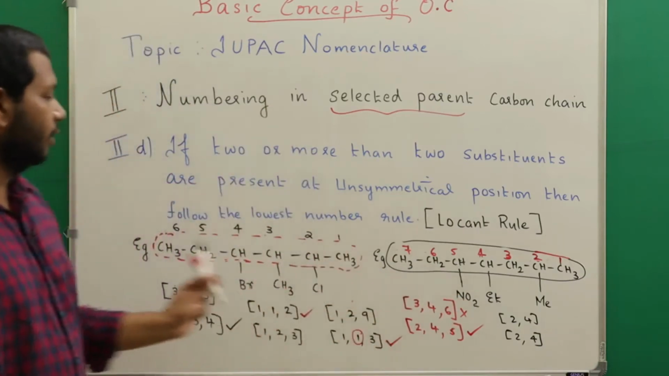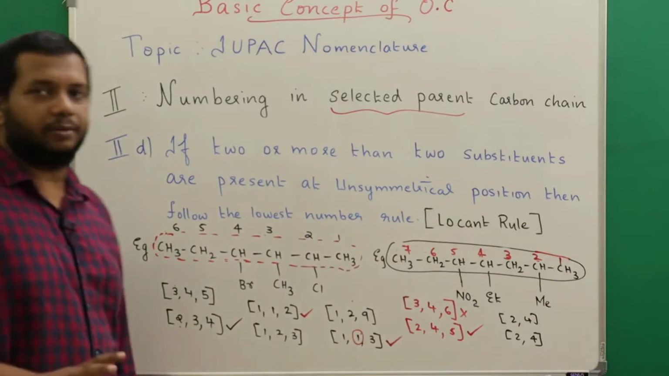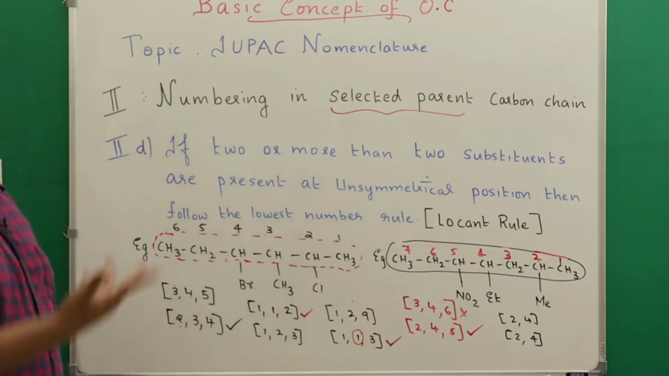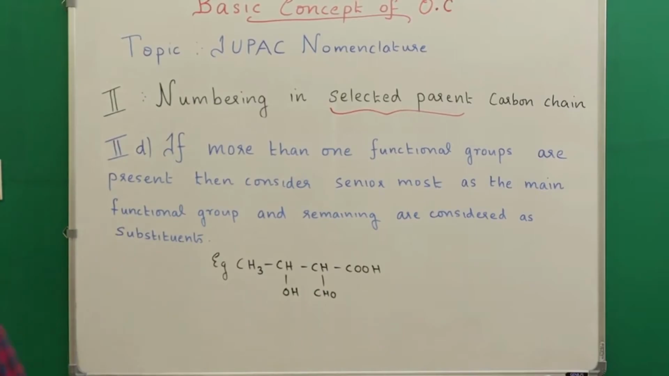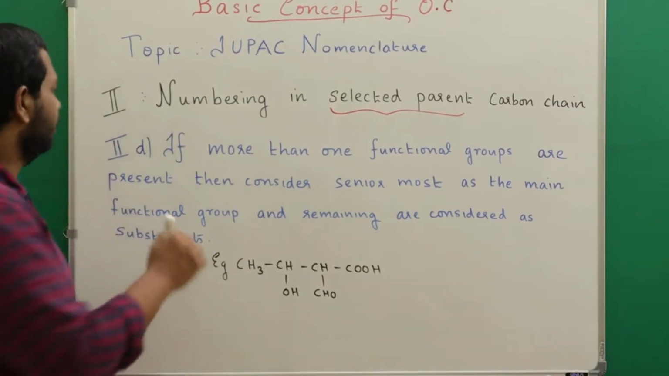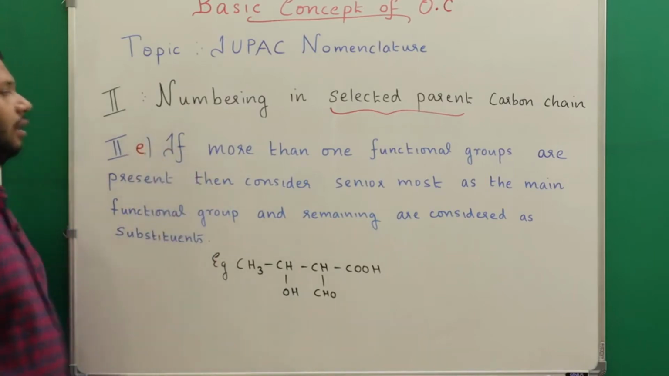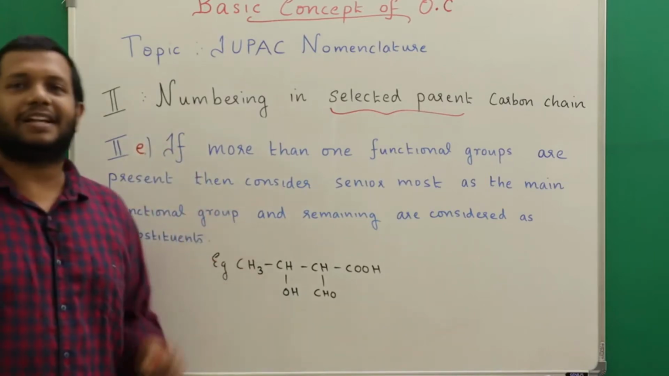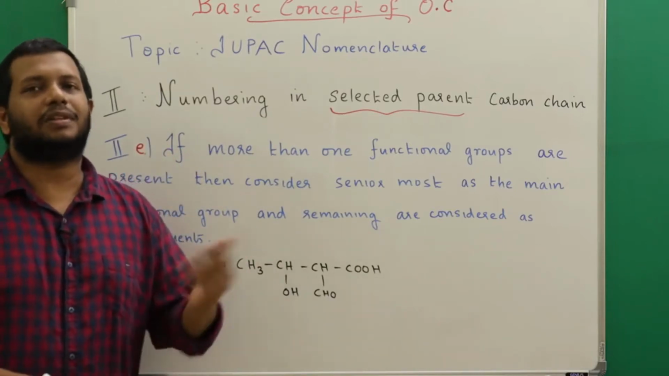Okay, so I hope you understood what the locant rule is, and this rule thoroughly. If you have any doubt, get back to us. So we will go to the last sub rule under category 2. Now we are coming to the last sub rule, that is E part. With that, all rules are completed and there are some miscellaneous rules. I will discuss that with examples.